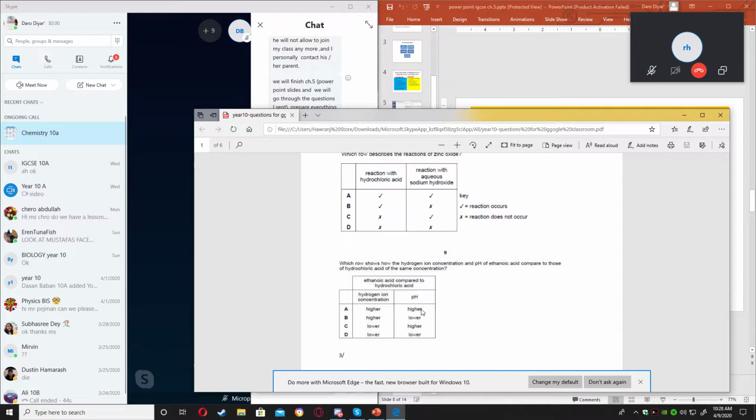Rosie. Miss, is the hydrogen ion concentration higher or lower? Yes, it is lower. Okay.